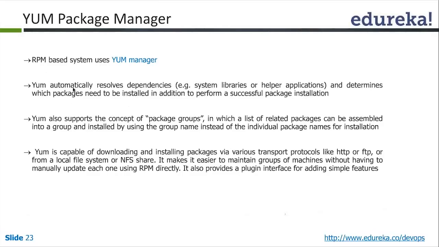So yum automatically resolves dependencies and determines which packages need to be installed, in addition to performing a successful package installation. RPM does not do this. It basically packages and installs that individual package alone. Yum also supports the concept of package groups, in which a list of related packages can be assembled into a group and installed by using the group name instead of individual names.